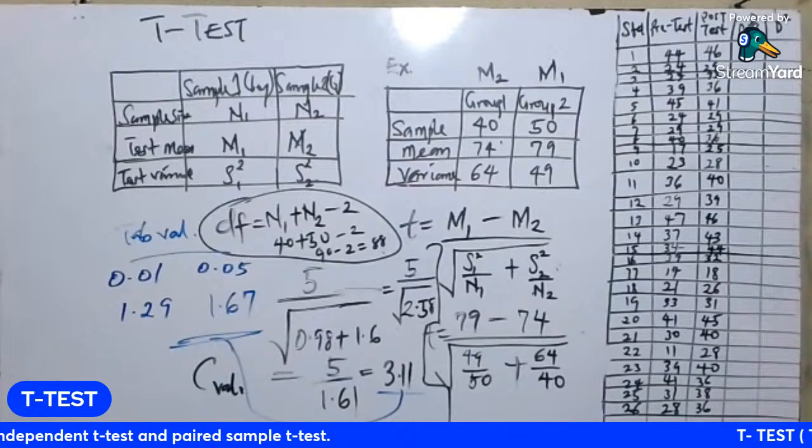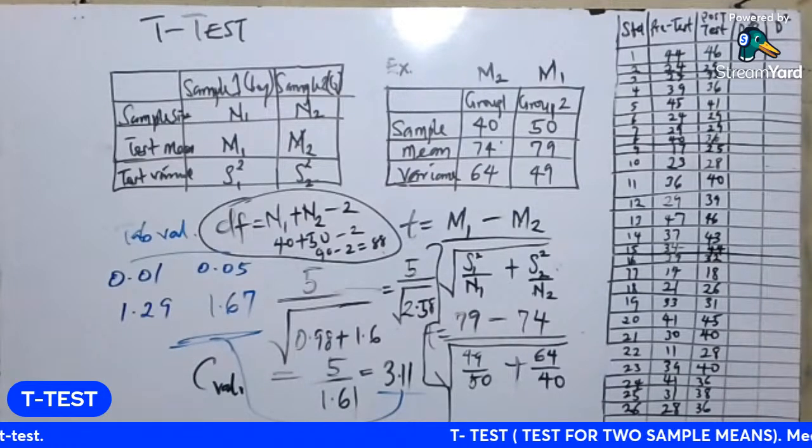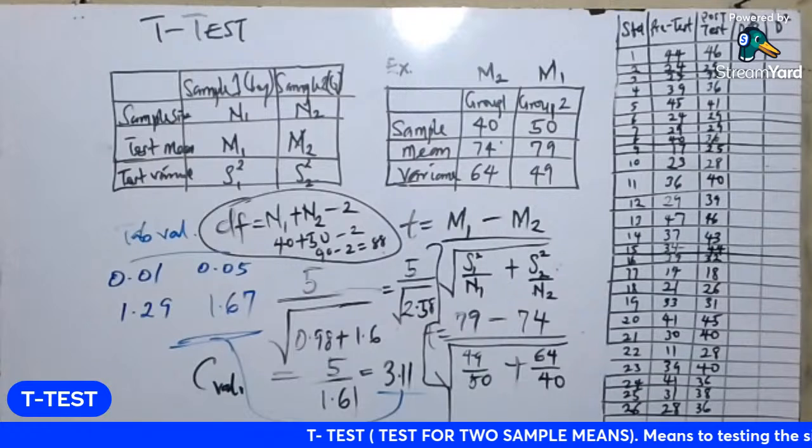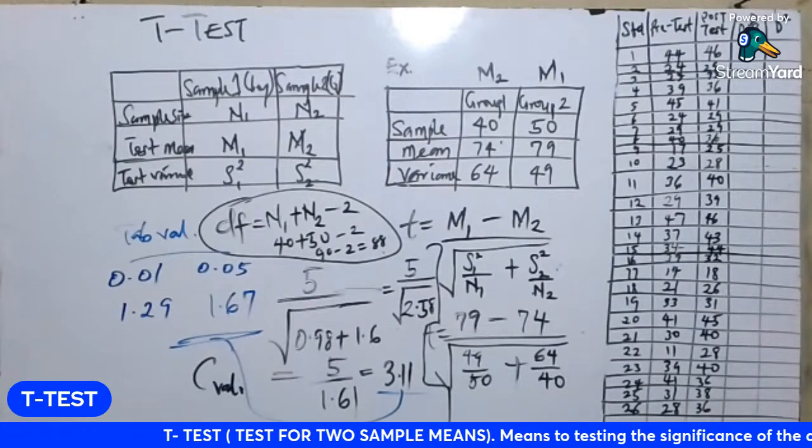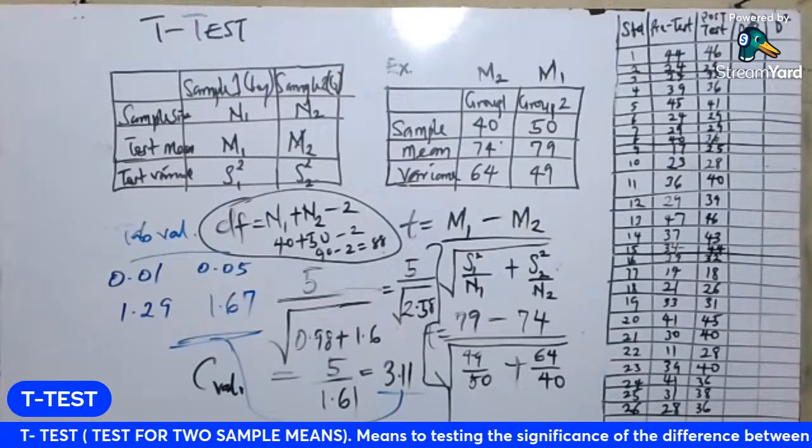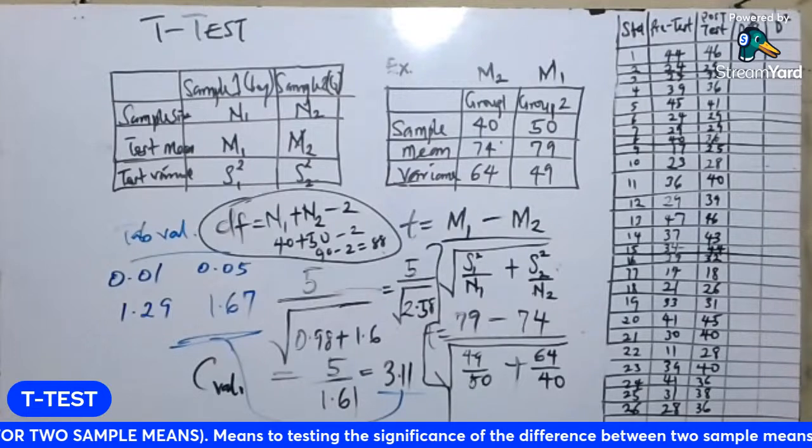Which one am I taking? Null hypothesis or alternative hypothesis? Because my calculated value now is bigger than the table value. So which one am I taking?